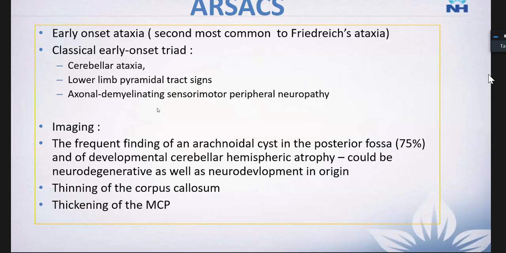They have lower limb pyramidal tract signs, and that we saw in our case also, and axonal demyelinating sensory motor peripheral neuropathy. On imaging, you will frequently see arachnoid cysts in the posterior fossa, which was there in our case, and you will see some sort of cerebellar atrophy, which is more affecting the superior vermis. You might see thinning of the corpus callosum and thickening of the middle cerebellar peduncle in those kind of cases.